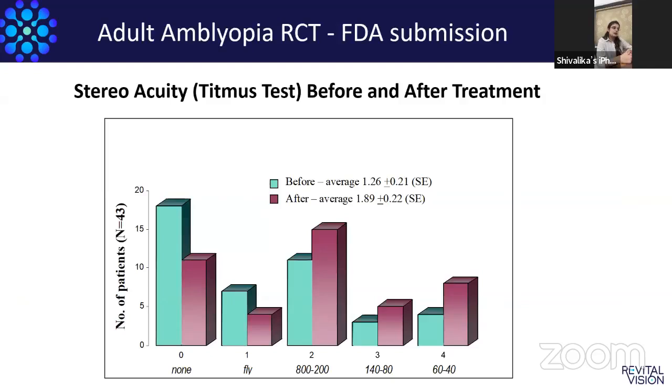They also checked the stereo acuity via the Titmus fly test before and after treatment. If you can see on the bar graph here, most of them fall under the no stereo acuity criteria, but post the treatment, most of them shifted towards at least gross stereo or better than that.